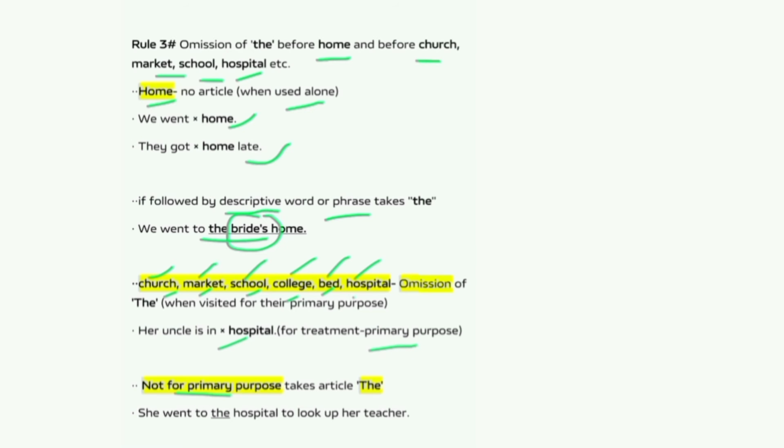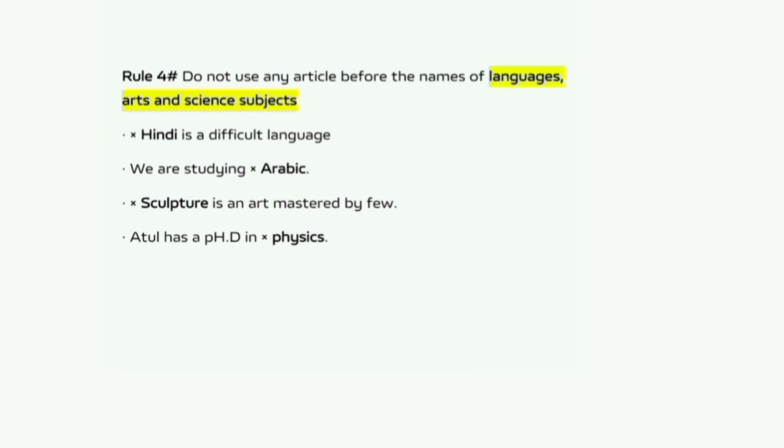But when there is no primary purpose, it takes the article the before it. Like, she went to the hospital to look up her teacher. Since the speaker visited the place for other than the primary purpose, means she did not go there to get treated or to give treatment.